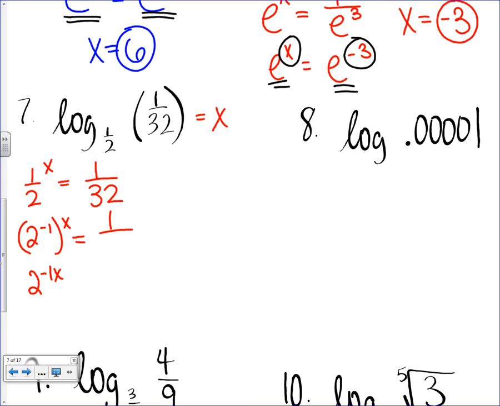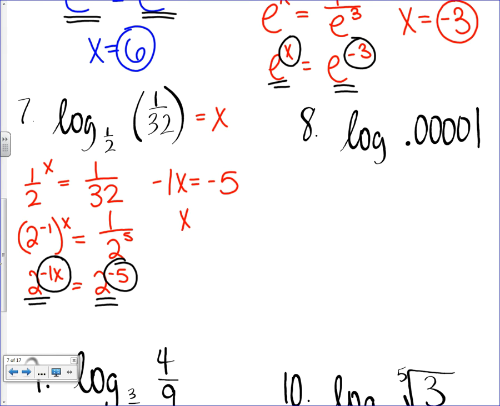Now, 32 can be written as a base of 2. 32 is 2 to the 5th. Well, that's also in the denominator, so that would be 2 to the negative 5th. And now I have equal bases of 2. So now I'm going to set my exponents equal to each other. And I'm going to solve that equation, which tells me x is 5.